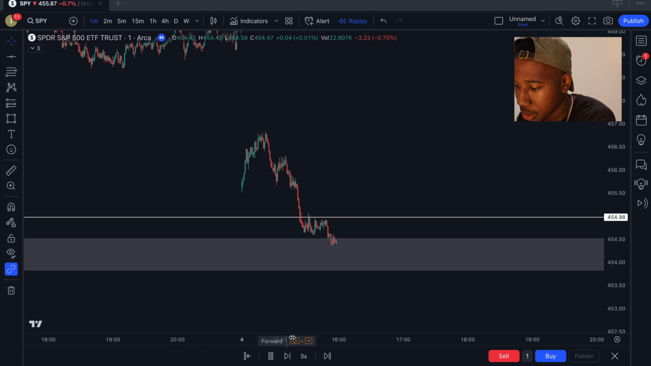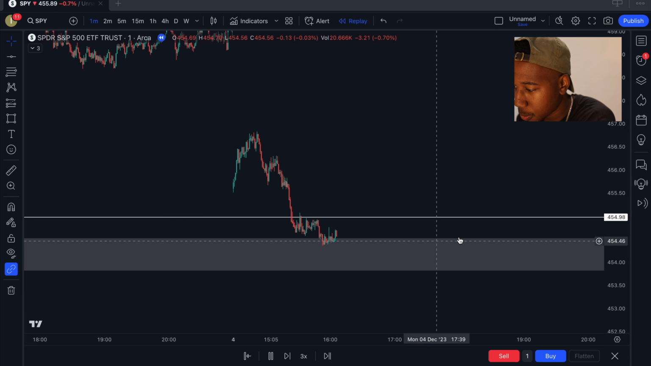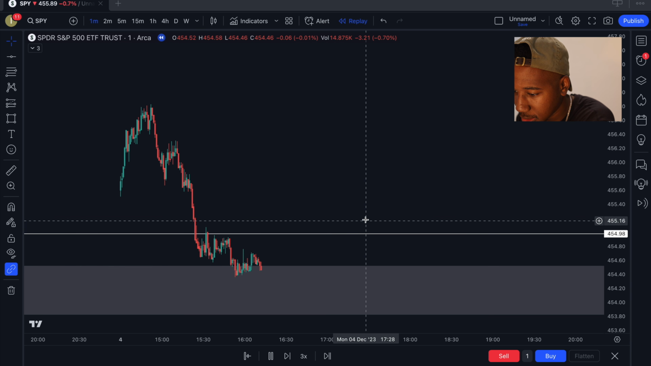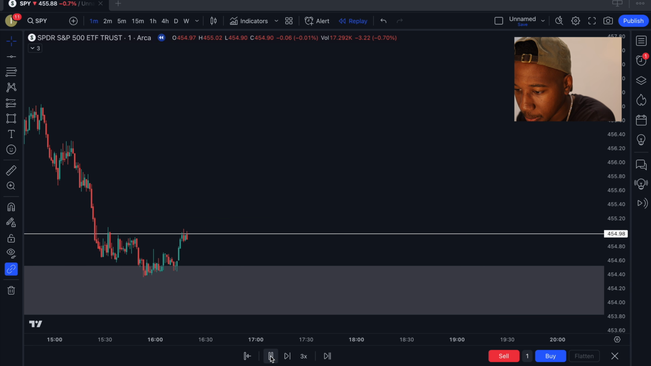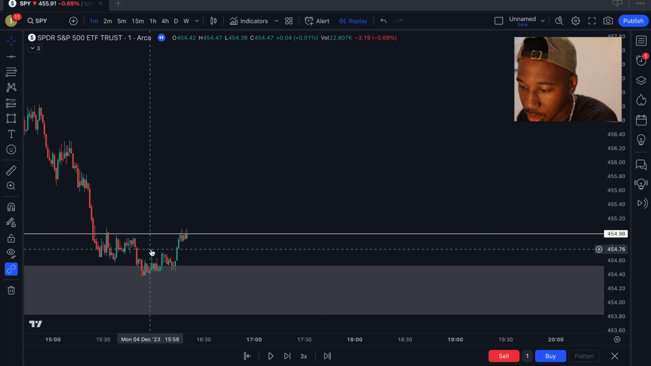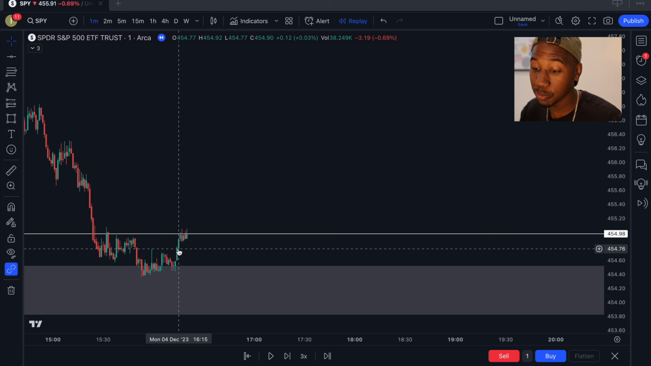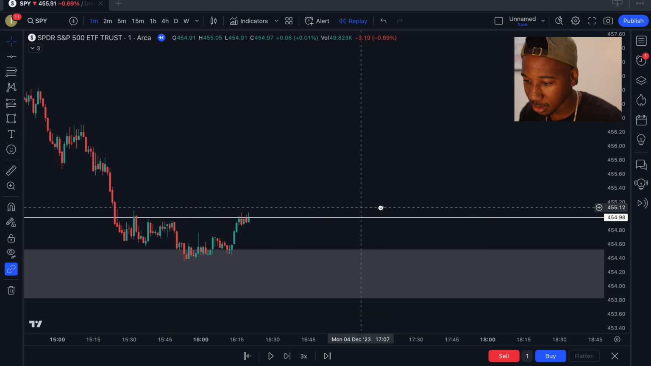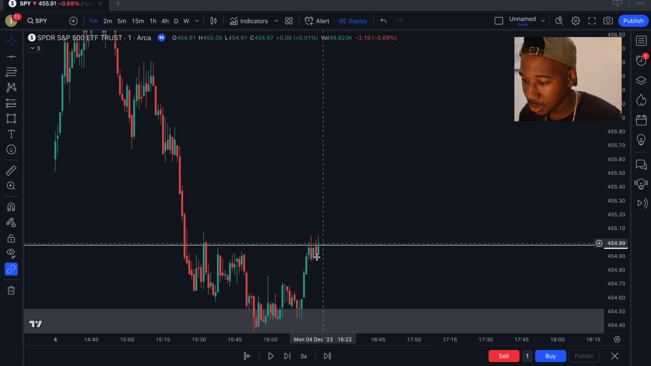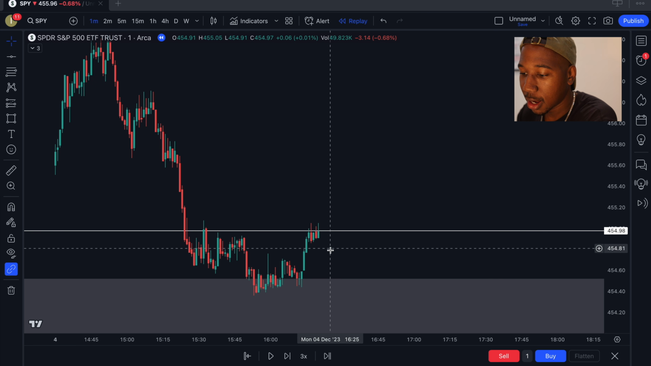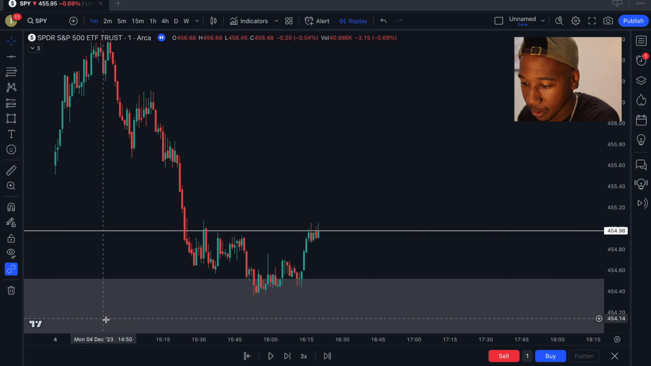So here we are. I'm waiting, let's zoom in. All right, so right there, this was the previous high, or you could say this was the previous high because it wicked it. Once this candle closed above the previous high, let me zoom in, it's kind of wide, I got my entry.